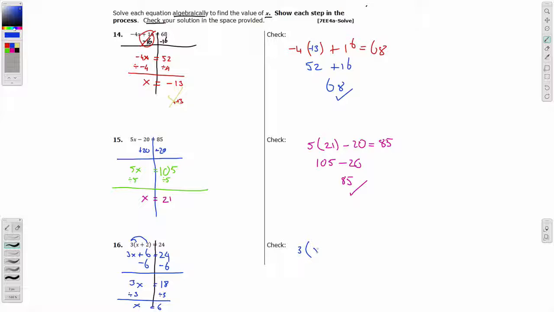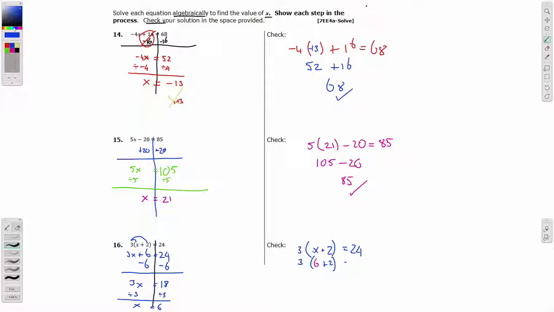3 times x plus 2 equals 24. So I believe that x is 6. Let's try it out. 3 times, here's a different color for my variable so it really stands out. 3 times 6 plus 2 should equal 24.